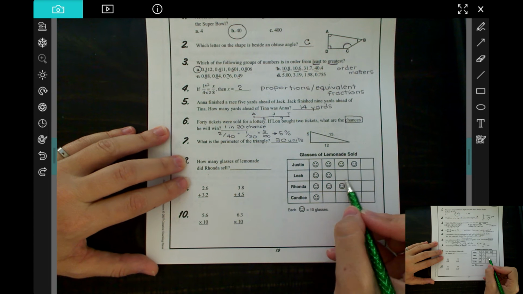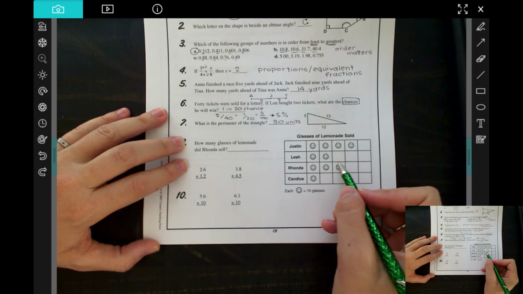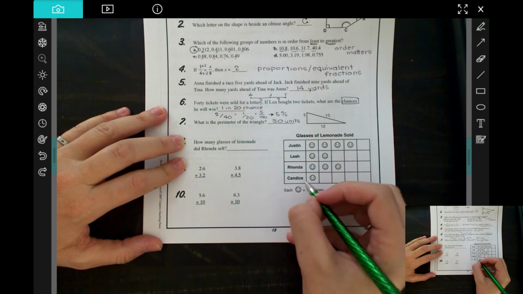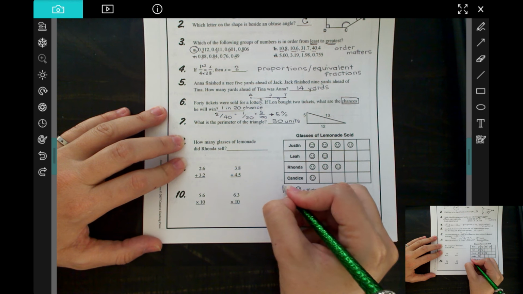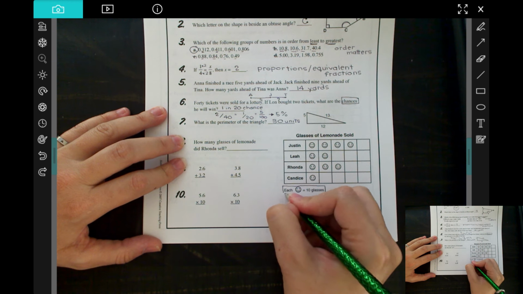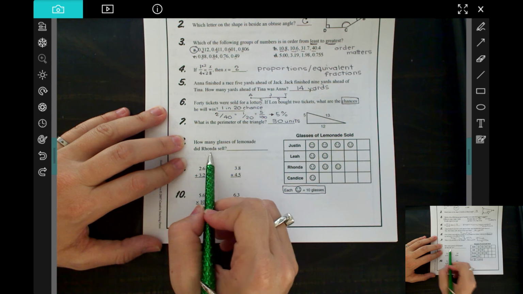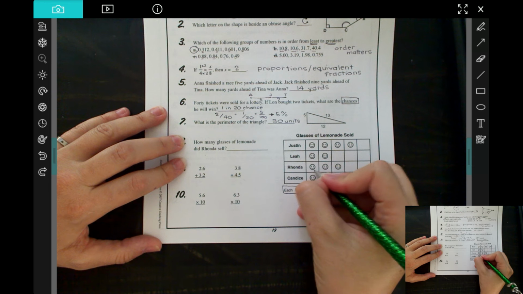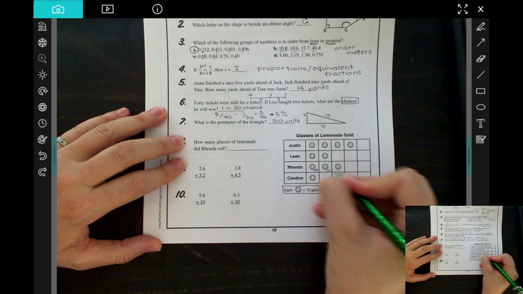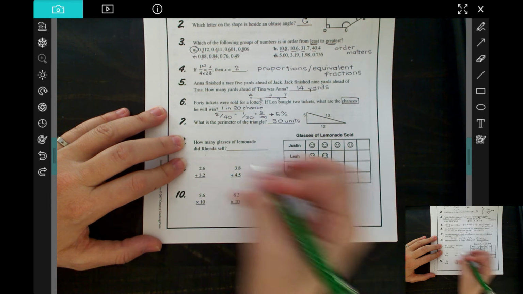I'm going to look at this cute little graph to the side of glasses of lemonade sold. Please note down here, this is kind of our scale. Each happy face is equal to 10 glasses. So I want to know how many glasses of lemonade did Rhonda sell. Rhonda sold 10 and 10 and 10. 10, 20, 30 glasses.